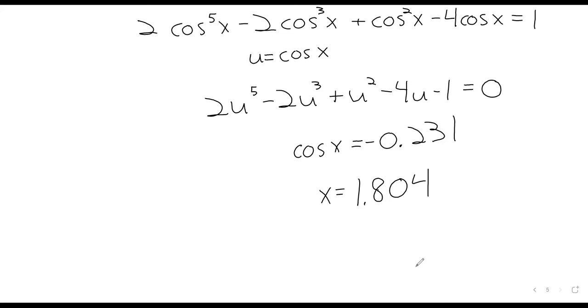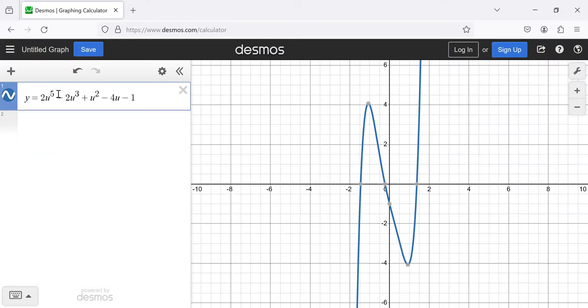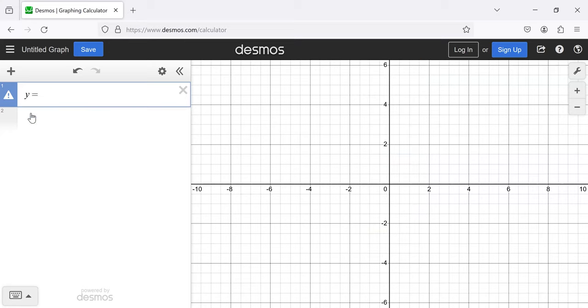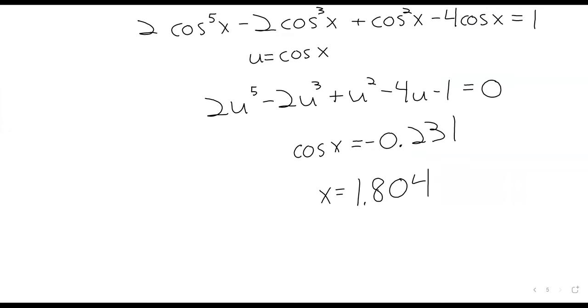Let's take a look. Of course, there admittedly is the question: if we're using Desmos to find these roots and we're not doing everything by hand, then what's this U substitution even for? Why don't we just go to Desmos and plug in 2 cosine fifths minus 2 cosine cubed.